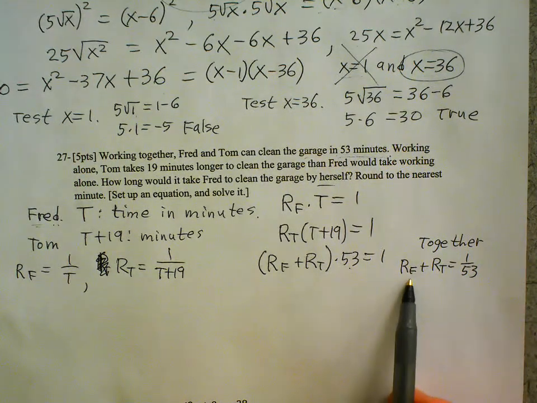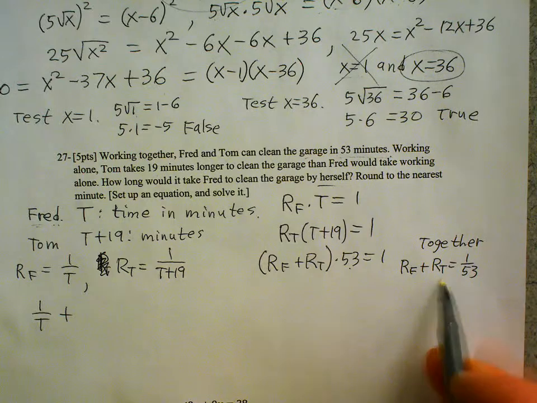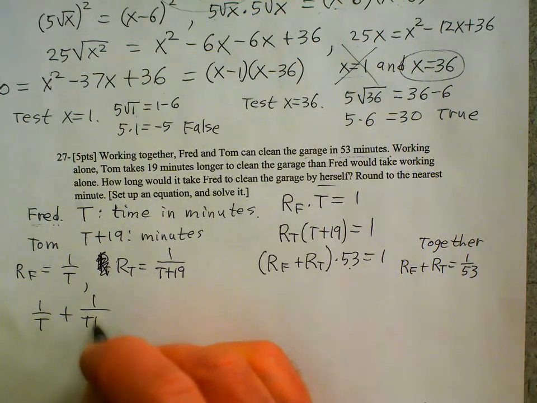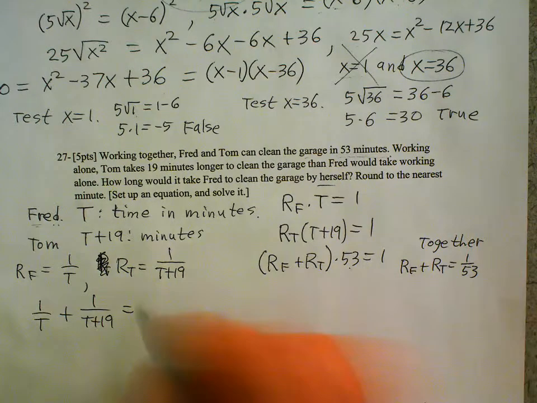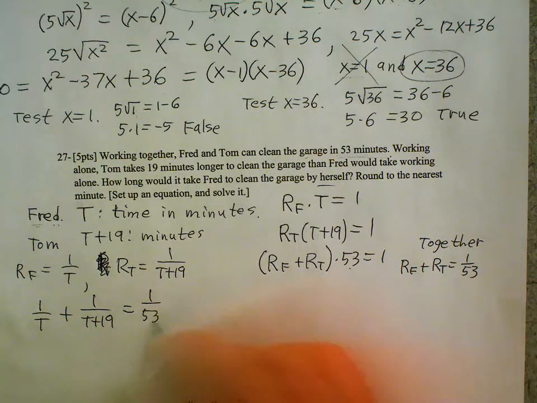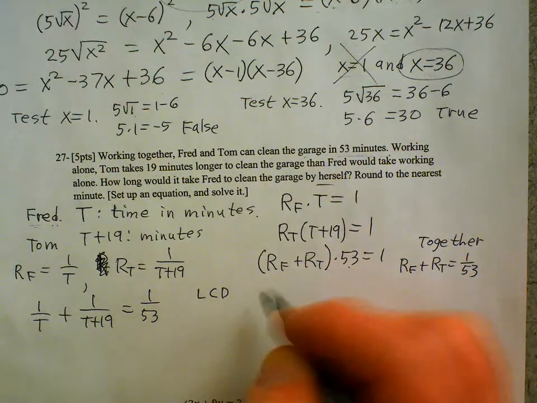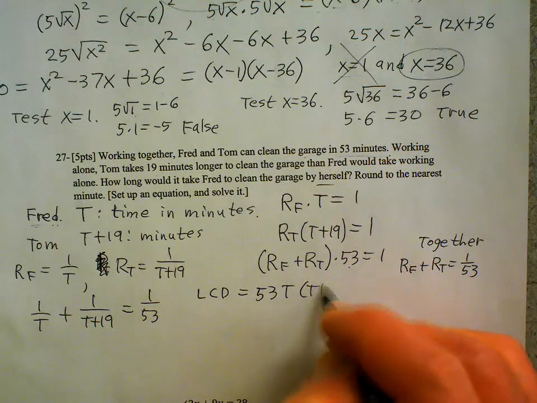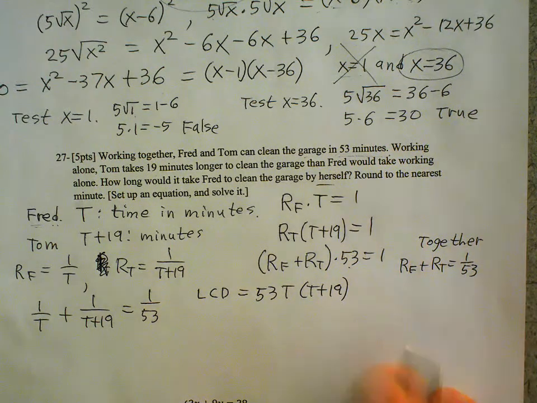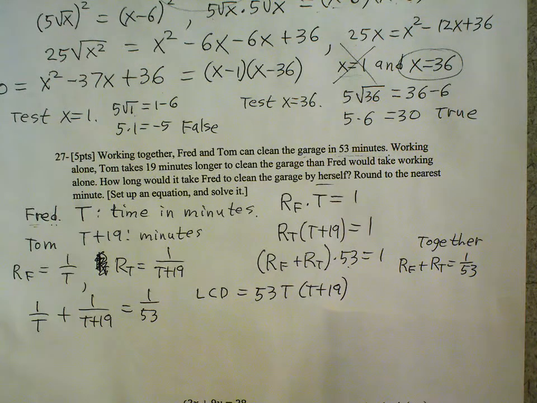Okay, so the equation we want, replace Fred's rate with 1 over t. Add that to Tom's rate, which is 1 over t plus 19. And the sum of the two rates is 1 over 53. And then the next step, the least common denominator is 53 times t plus 19. To eliminate the denominators, we multiply every term on both sides by the least common denominator.